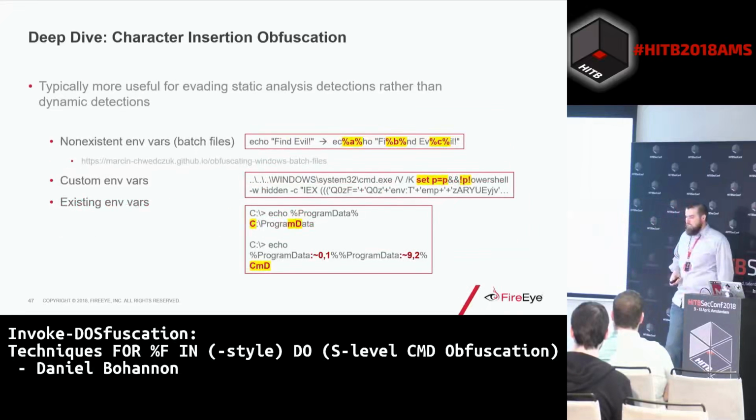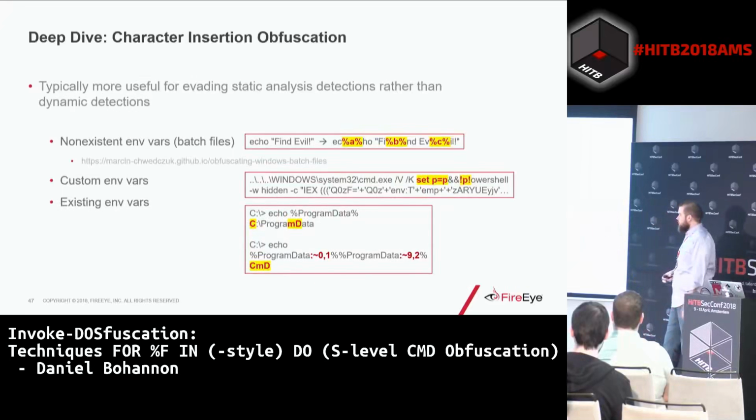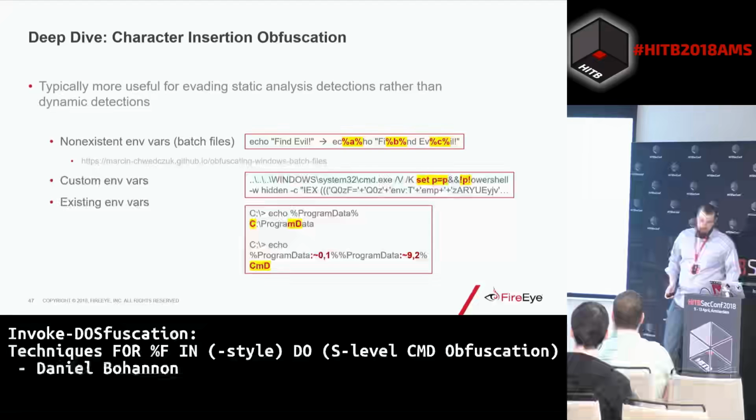A few other ones. This is actually from an older blog, not from myself, but from several years ago. Basically, for batch file obfuscation, you can intersperse non-existent environment variables, and those simply get removed when the command runs. This does not work on the command line, but from a batch file perspective, it's a nice way to get some good static detection evasion. You can use custom environment variables where you basically set environment variable values and call that value in the same session, or use existing environment variables like I mentioned earlier.